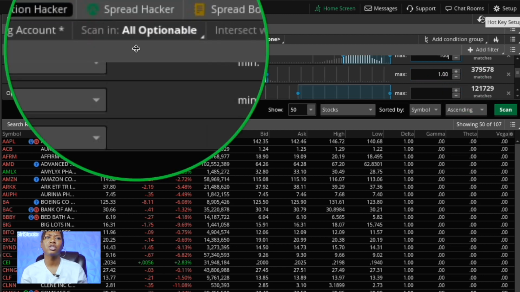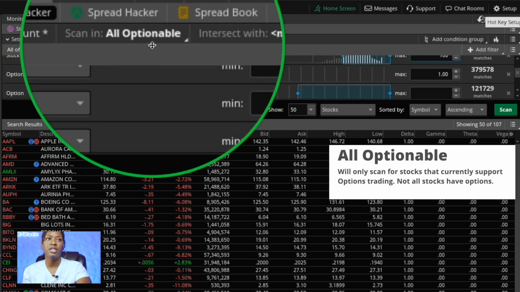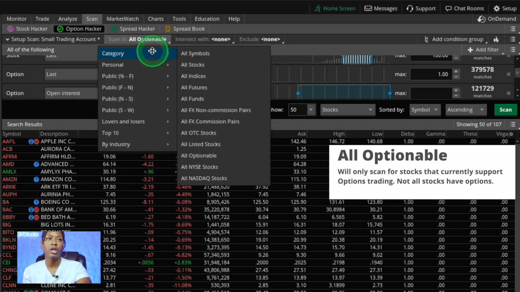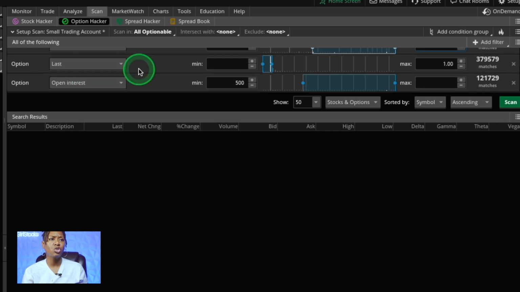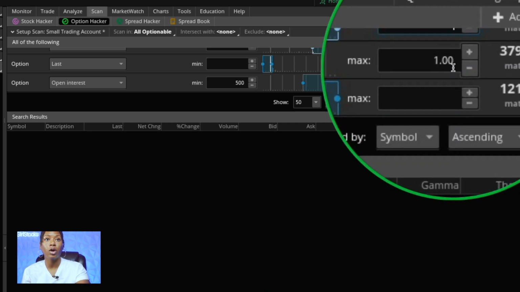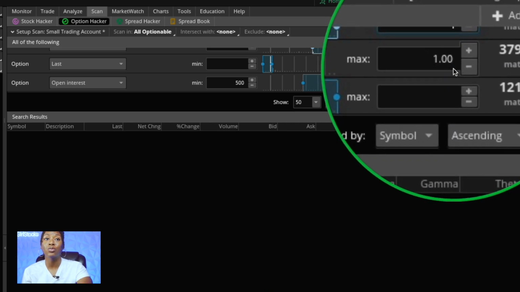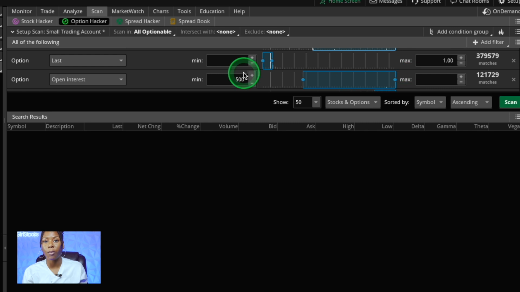So up here in the scan in, you want to make sure this is set to all optionable. So you're going to go to category, come down here to all optionable. And then this is going to actually be information that you can put in for the option position. So maximum price for the option. The maximum I have here is 1.1. So this is only going to show us options with a 1 premium, or that are going to cost max $100.